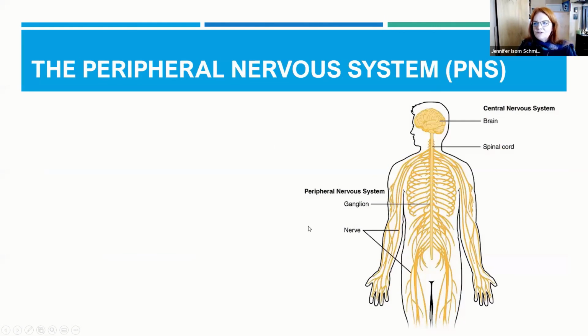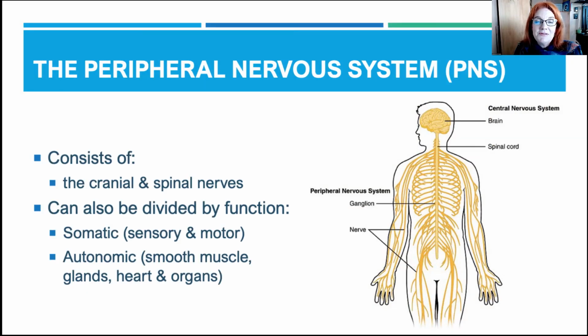Okay, so the peripheral nervous system is the other part of the nervous system other than the central, and it consists of lots of things, including all of those nerves that allow us to move when we want to move and to experience different sensations in the body, and also the cranial nerves. You can divide the peripheral nervous system by function as well. So we have the somatic or the sensory nerves and the motor nerves.